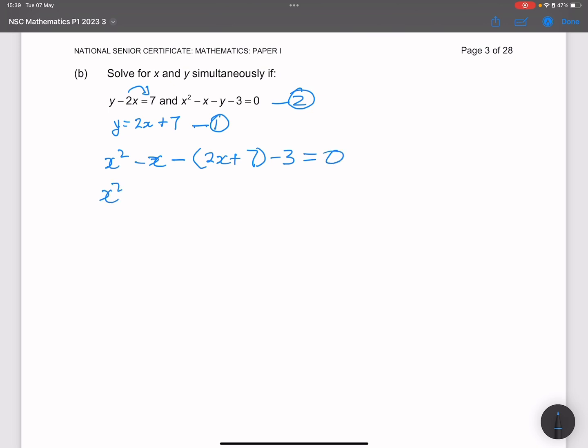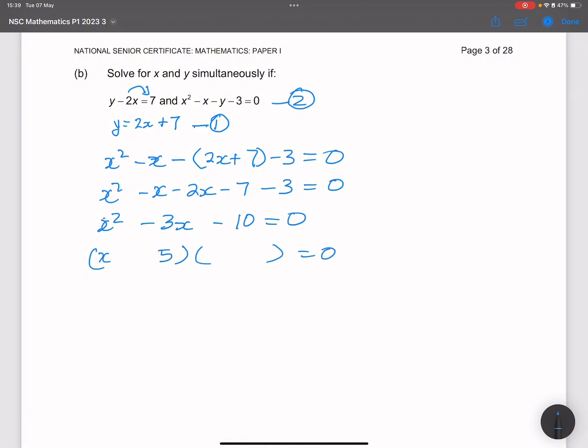So we've got x squared minus x minus 2x minus 7 minus 3 equal to 0. So this will be x squared minus 3x minus 10 is equal to 0. If we factorize, we've got x and 5, x and 2. In this case, our 5 becomes negative, our 2 becomes positive. So we've got x is equal to 5 or x is negative 2.